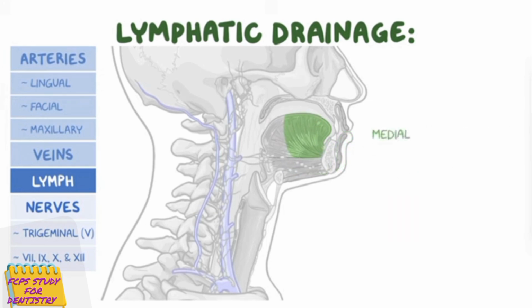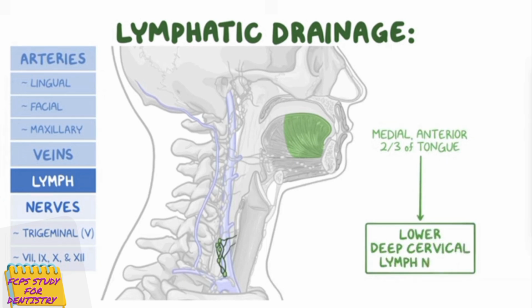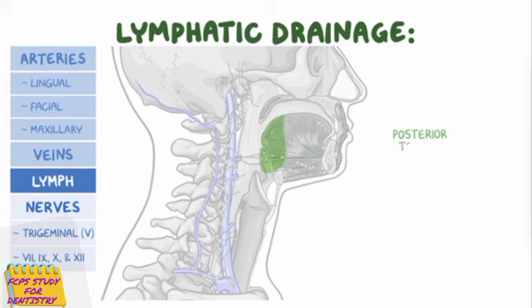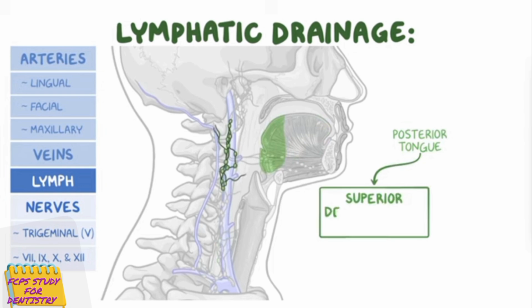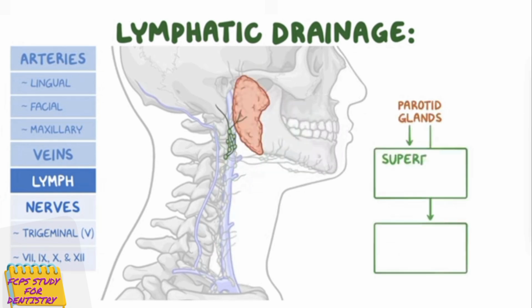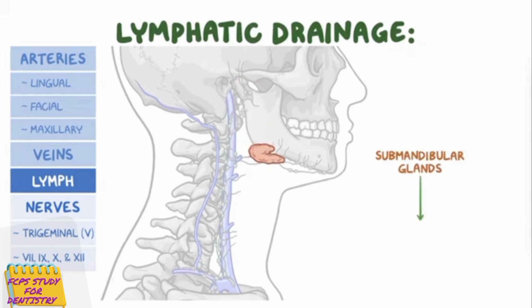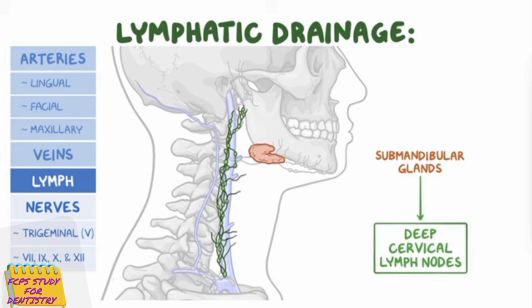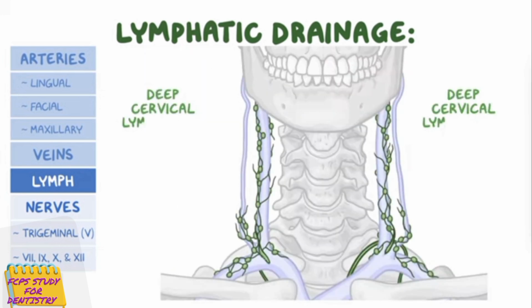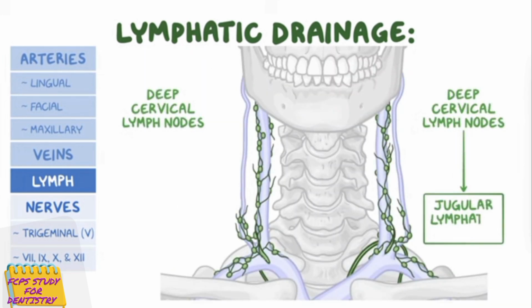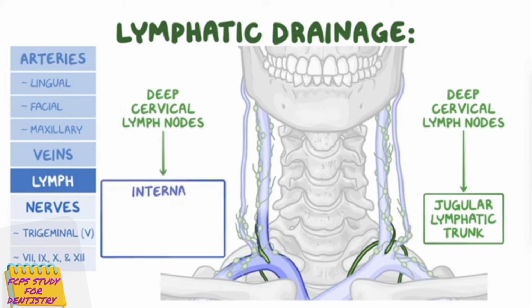The medial portion of the anterior 2/3 of the tongue drains into the lower deep cervical lymph nodes, and the posterior portion of the tongue drains into the superior deep cervical lymph nodes. The parotid glands drain into the superficial and deep cervical lymph nodes, whereas the submandibular glands drain into the deep cervical lymph nodes. Eventually, the deep cervical lymph nodes drain via the jugular lymphatic trunk into the thoracic duct on the left side and the internal jugular vein or brachiocephalic vein on the right side.